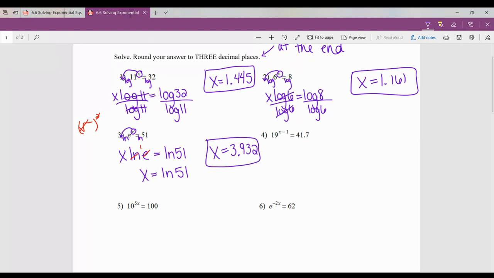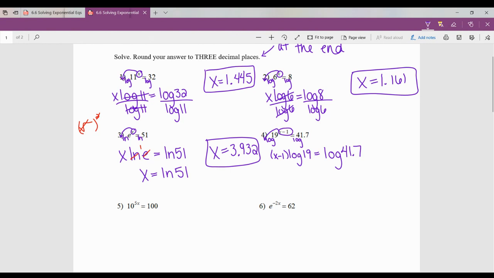All right, so now on to the next one. Since it's only that base and the exponent, we're going to log both sides. And we're going to take this exponent, which is more than just plain old x, and we're going to bop that down in front. So I'm going to do x minus 1. I'm going to put that in parentheses because it's more than just plain old x. Log of 19 equals log of 41.7.